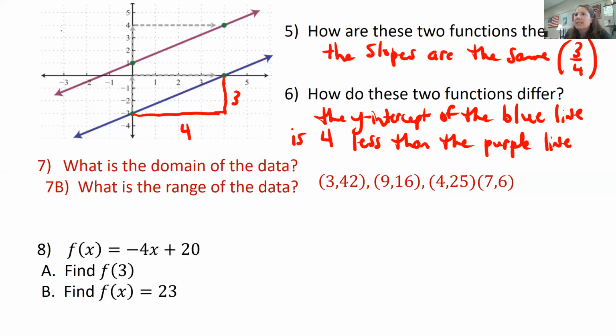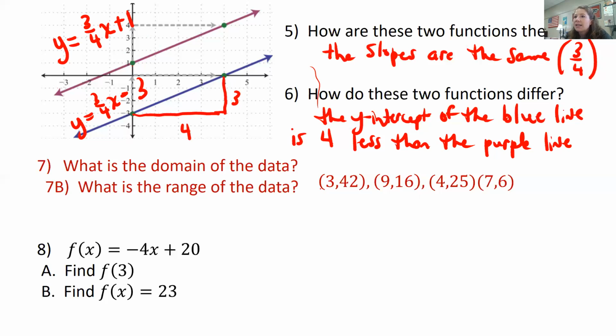So for example, this equation is y equals 3/4 x plus 1, right? What about this one? Y equals 3/4 x minus 3. So 1 minus 4 is -3. So it's 4 less than the purple line.